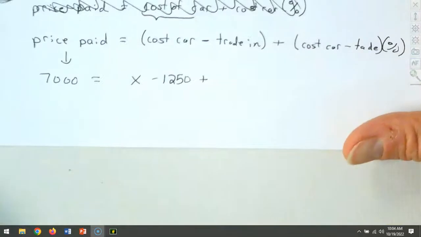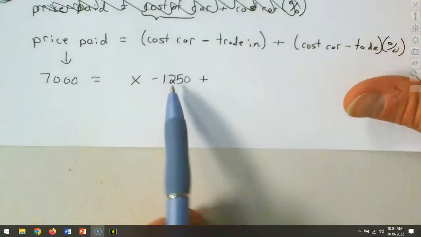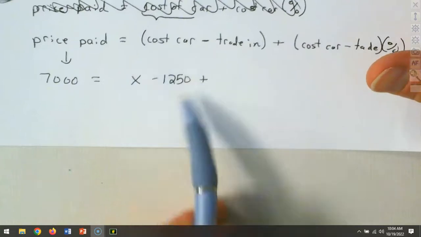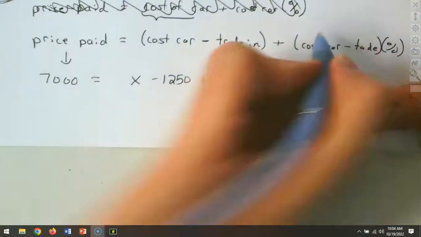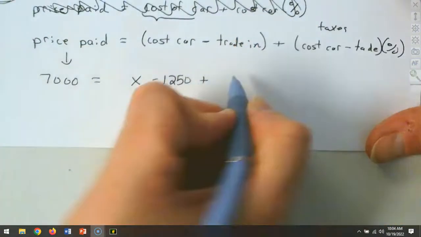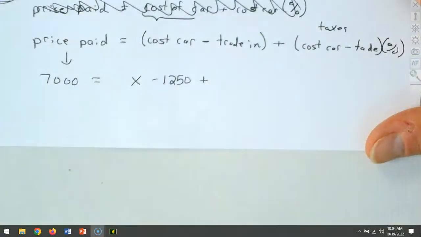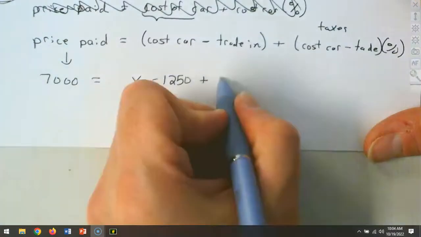Now, what about the taxes? We don't pay taxes on the cost of the total car because you get to take off the trade-in value, right? That's how dealerships work. They pay taxes on after the trade-in. So what about over here? This is the taxes. And for the taxes, we paid 10%. Wasn't it 10%? Yep, 10% sales tax. So that's 0.1. That's your tax rate.